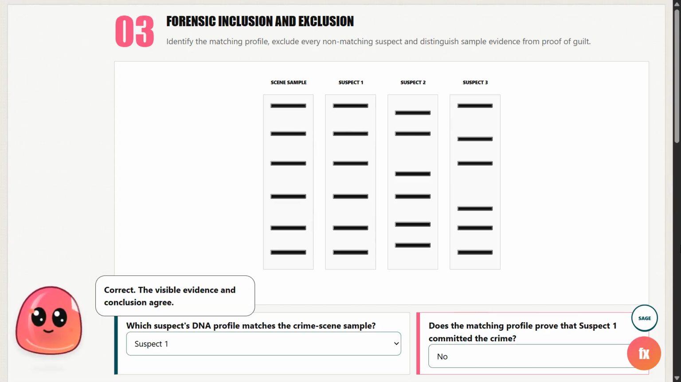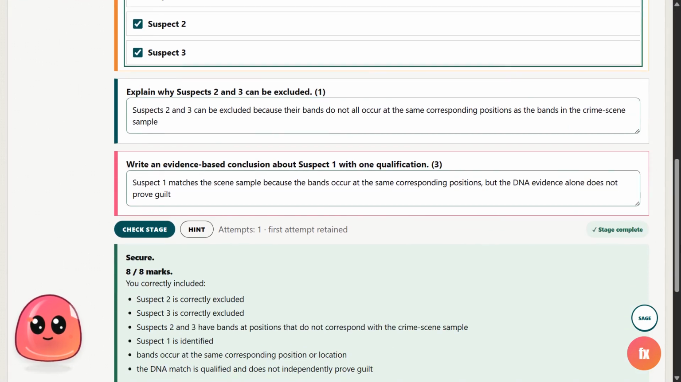The Scratchpad runs the case. Which suspect matches the scene sample? Suspect 1. Does the match prove guilt? No. Which suspects are excluded? Suspects 2 and 3. And the written reason: suspect 1 matches because the bands occur at the same corresponding positions, but the DNA evidence alone does not prove guilt. Suspects 2 and 3 are excluded because their bands do not all occur at the same corresponding positions as the crime scene sample. Include, exclude, qualify. That is the full 3-mark answer.